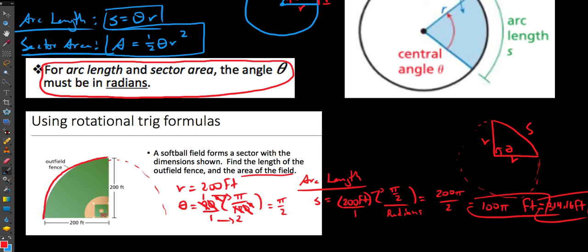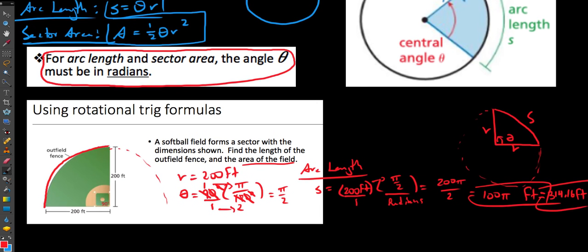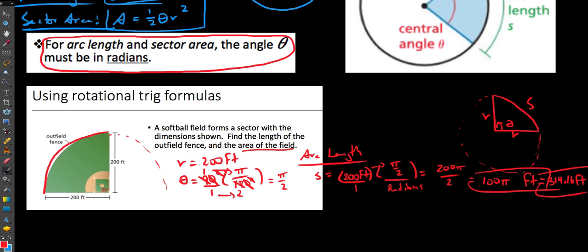We also want to find the area of the field. I'm going to scroll down a little bit here. Again, this is just going to be plug and chug. We know our area is 1/2 theta r squared. If you wrote that down, good. Our theta has to be in radians, and we've got this in radians. So let's fill this out. We've got 1/2, our theta is pi halves, and our radius is 200 feet, and this is squared.